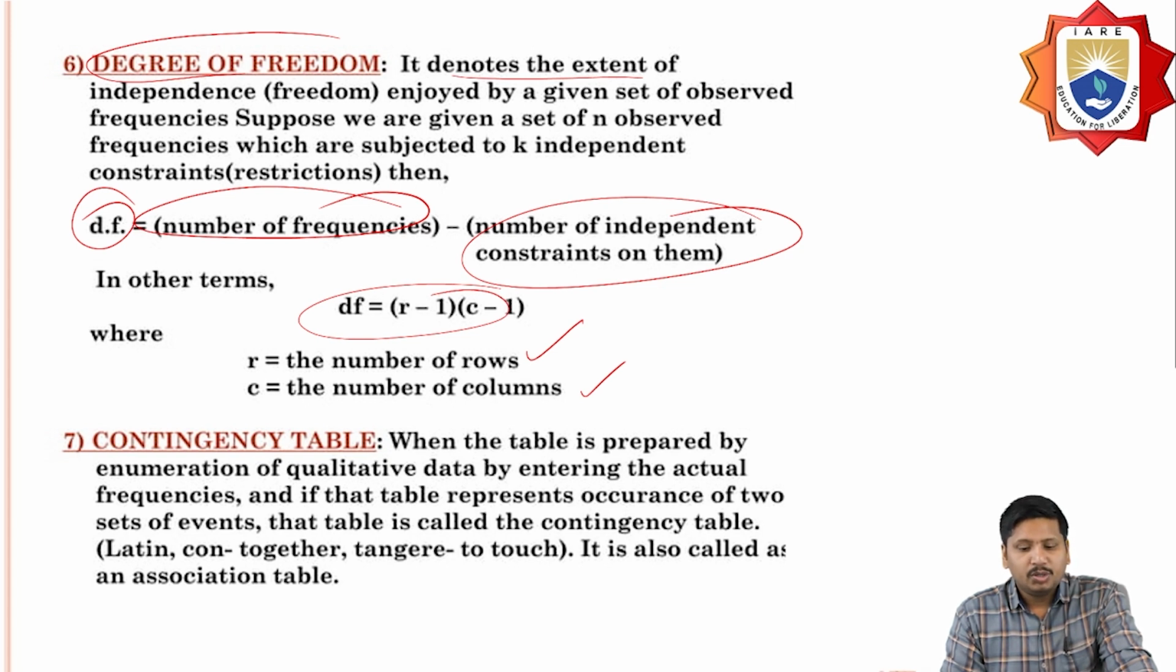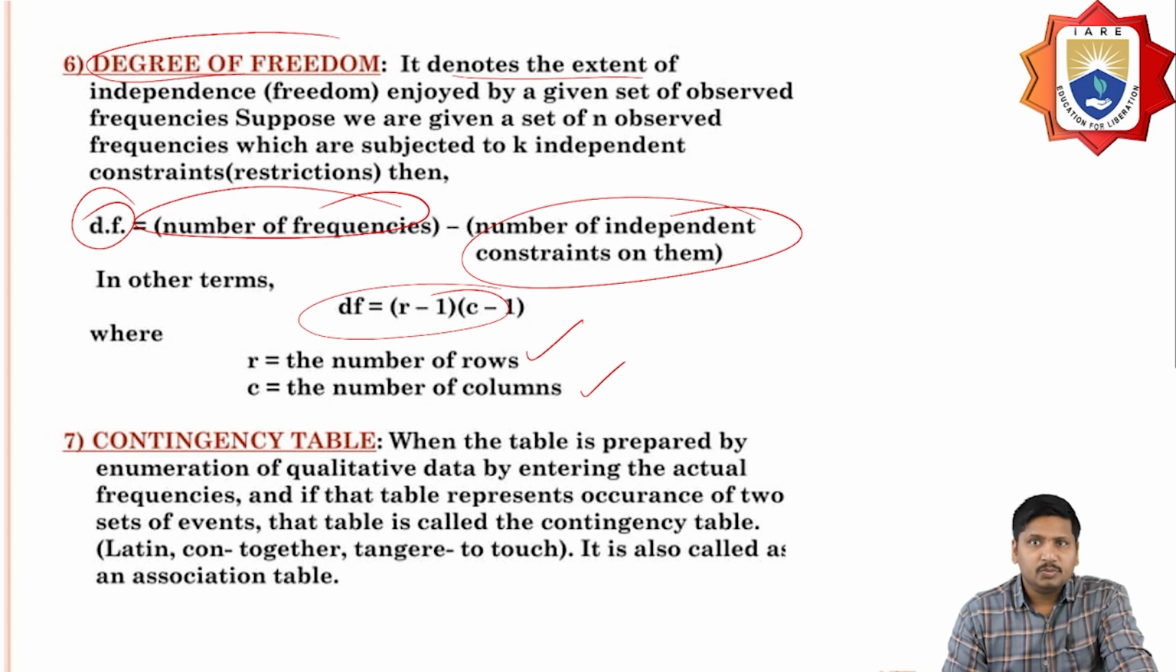Suppose we are given a set of unobserved frequencies subject to k independent restrictions, then I can say that the degrees of freedom is equal to the number of frequencies minus the number of independent constraints on them, where r minus 1 relates to the number of rows and c minus 1 relates to the number of columns.